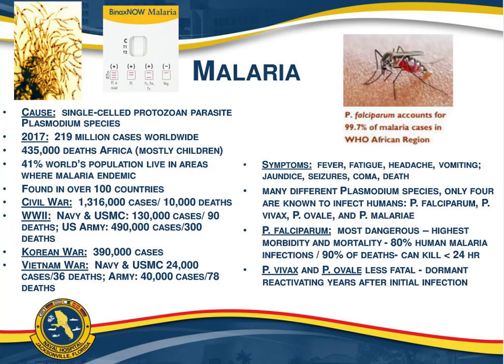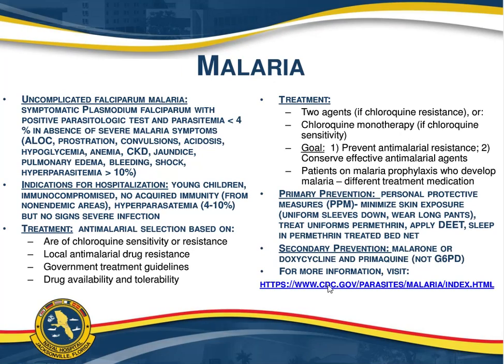So Vivax and Ovale are interesting because they're less fatal, but they can sit in your liver, and you can get malaria 10 years after you were exposed. They can sit in your liver and then get reactivated later. So kind of analogous to tuberculosis.